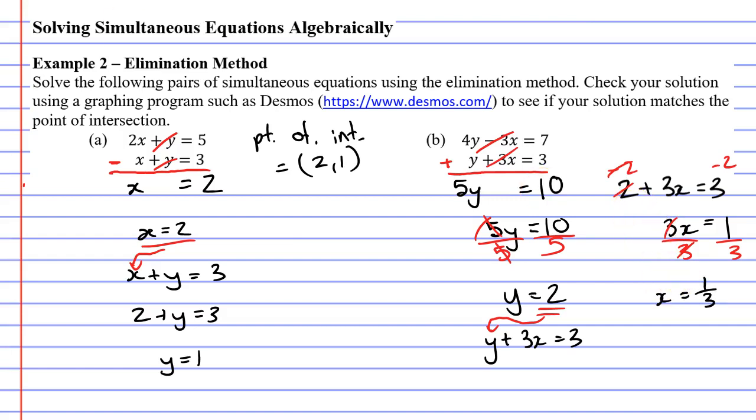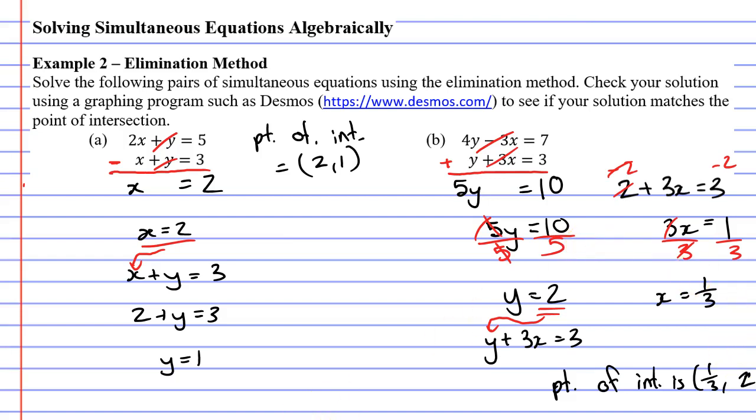And it's quite appropriate just to leave it like that, just as a fraction. In fact, I prefer it as a fraction. So we found y is 2, and x is 1/3. Let's write it down as the point of intersection, even though we don't have to. We'll do it anyway. Point of intersection is x is 1/3 and y is 2.